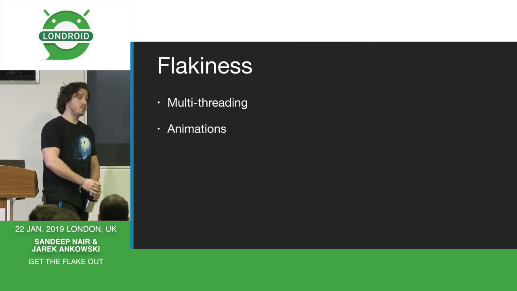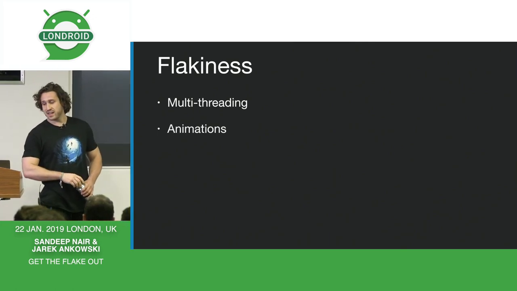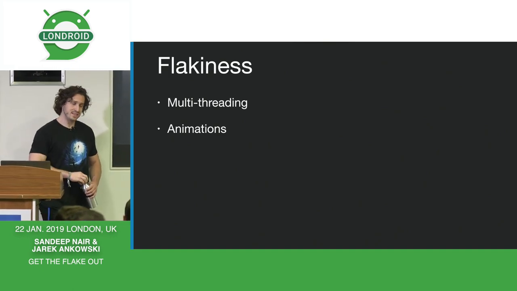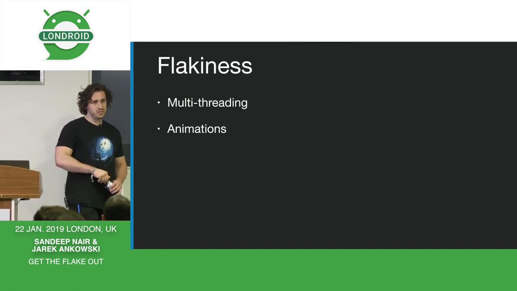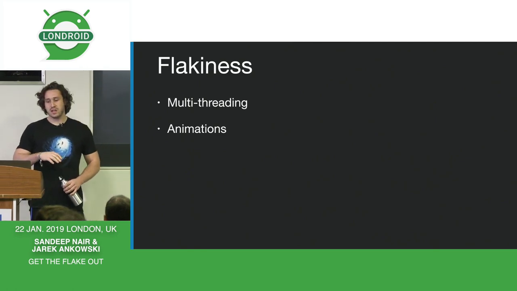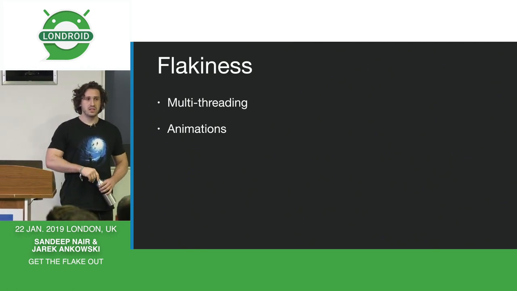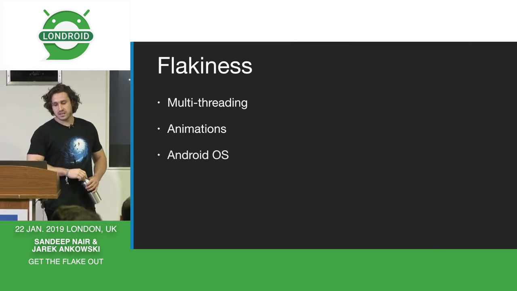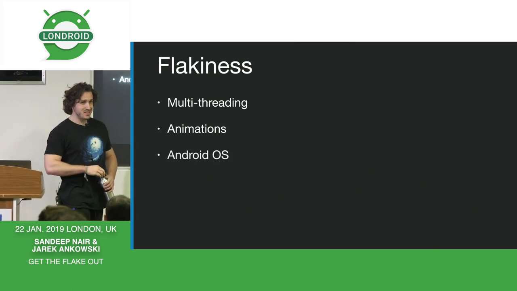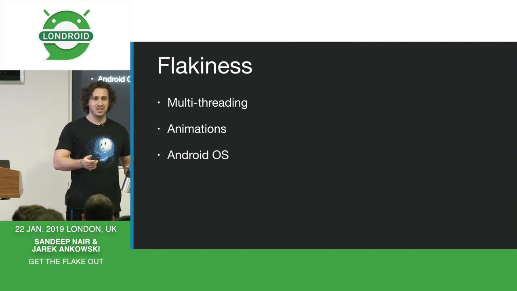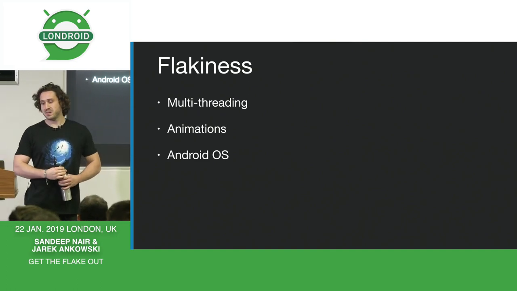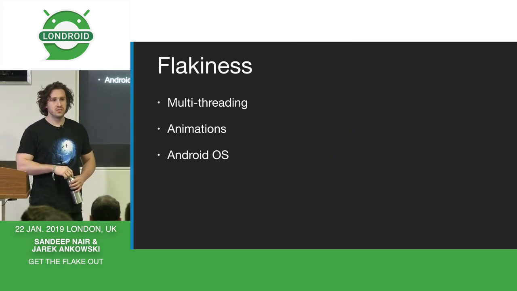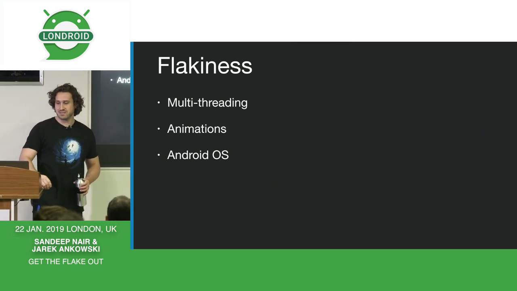Animations, they don't help with the flakiness at all. It's recommended to run the tests with the animations off. You can do it on your device, in your settings, or you can do it programmatically. The Android OS doesn't help sometimes when you have dialogues popping up or notifications. They may shadow part of your view, and if you are testing this one, yeah, test fails.